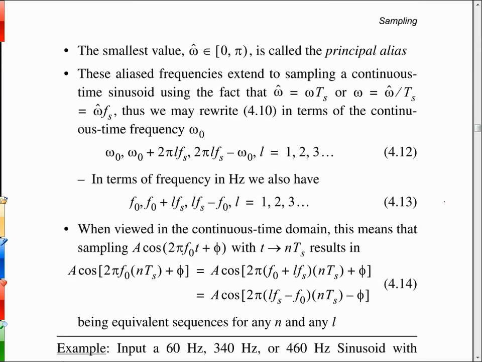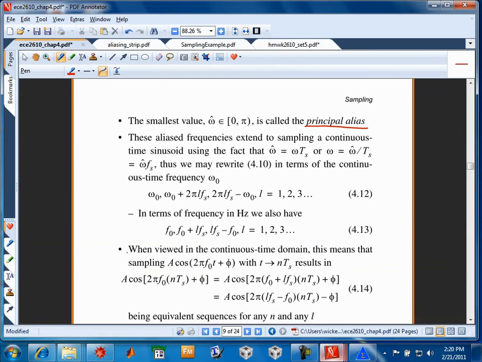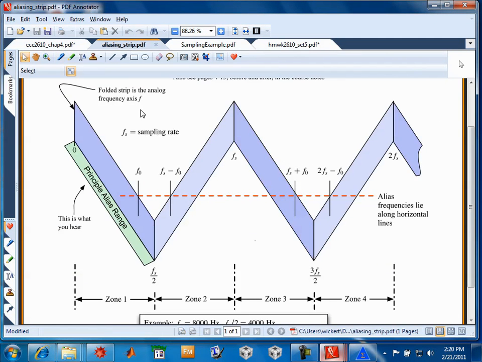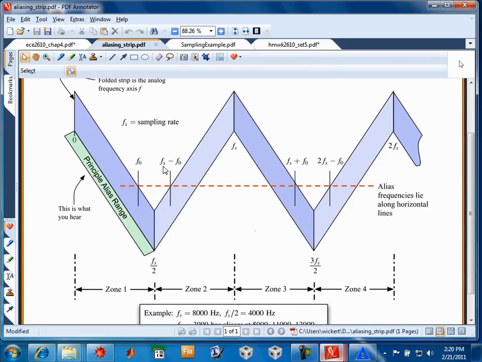So for starters, we have a terminology called the principal alias, and the principal alias, on the positive frequency axis, is anything that lies on the interval 0 to pi. If you remember the picture from the handout last Friday, we had this aliasing strip. If you want the colored version, it's on the website. This axis that ran along the top was F running along there.